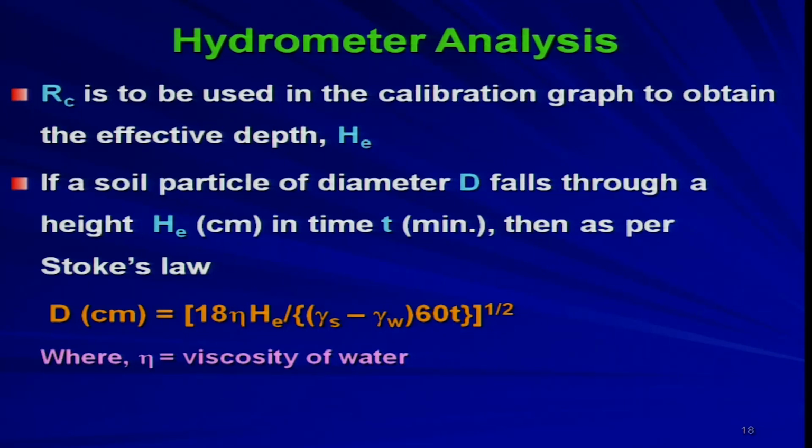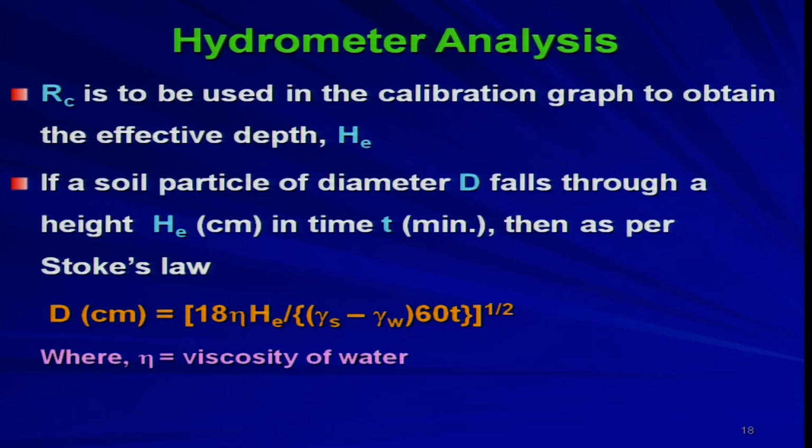Once you get HE, you can calculate the diameter. If a soil particle of diameter d falls through a height HE, the effective depth in centimeters, in time t in minutes, then as per Stokes law, d is equal to 18 into eta into HE by gamma s minus gamma w into 60 t, whole to the power half. Here eta is the viscosity of water.